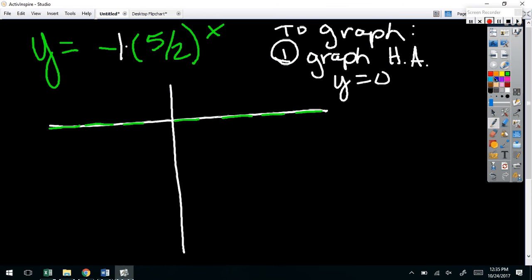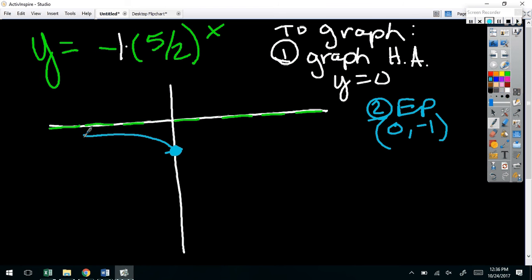Nice. Do your easy point. Told you y'all done most of the hard work for this. 0, -1. Now, I know I need another point, because I know what these graphs look like. Either it's going to come up and hug the asymptote this way, or it's going to come up and hug the asymptote this way. So I need another point to give me that direction.